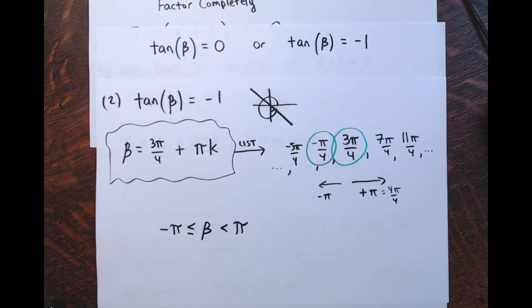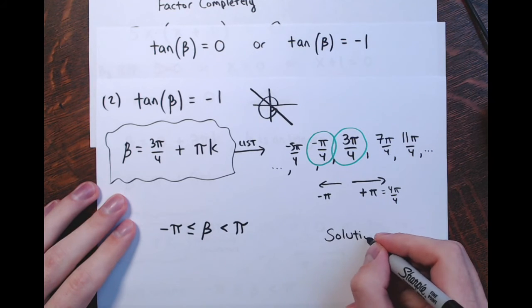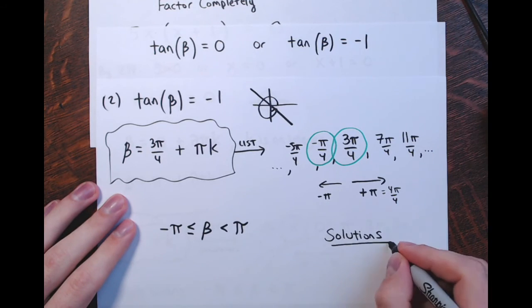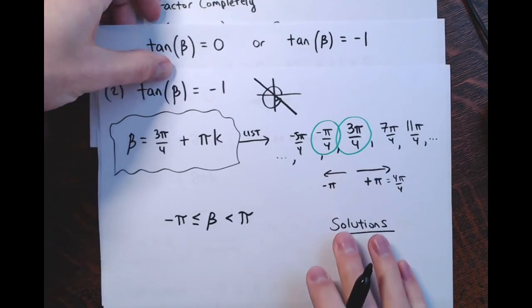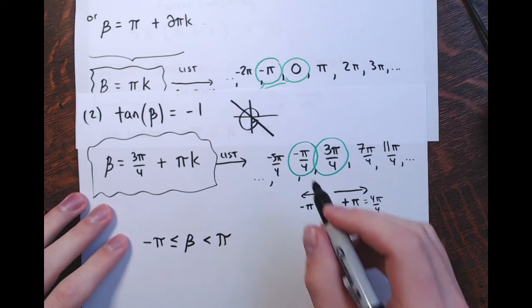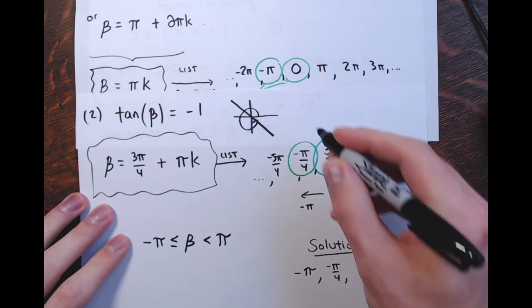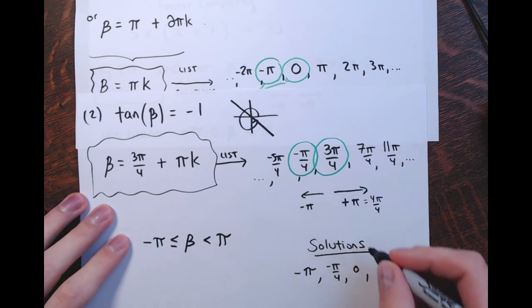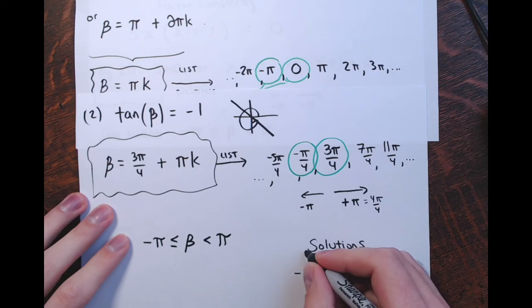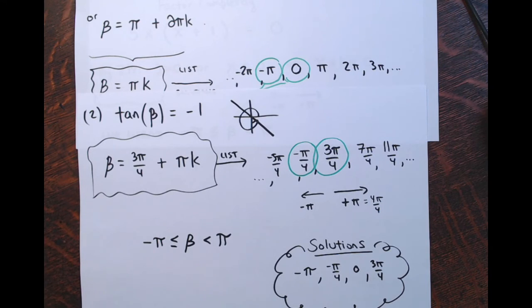All right, so all together, the solutions that I'm going to be typing in are these two and these two. I'm going to put them in order from least to greatest. So negative pi, then negative pi over 4, then 0, and then positive 3 pi over 4. So here's what I'm going to be typing in, the only solutions that actually are in the range that they asked for.